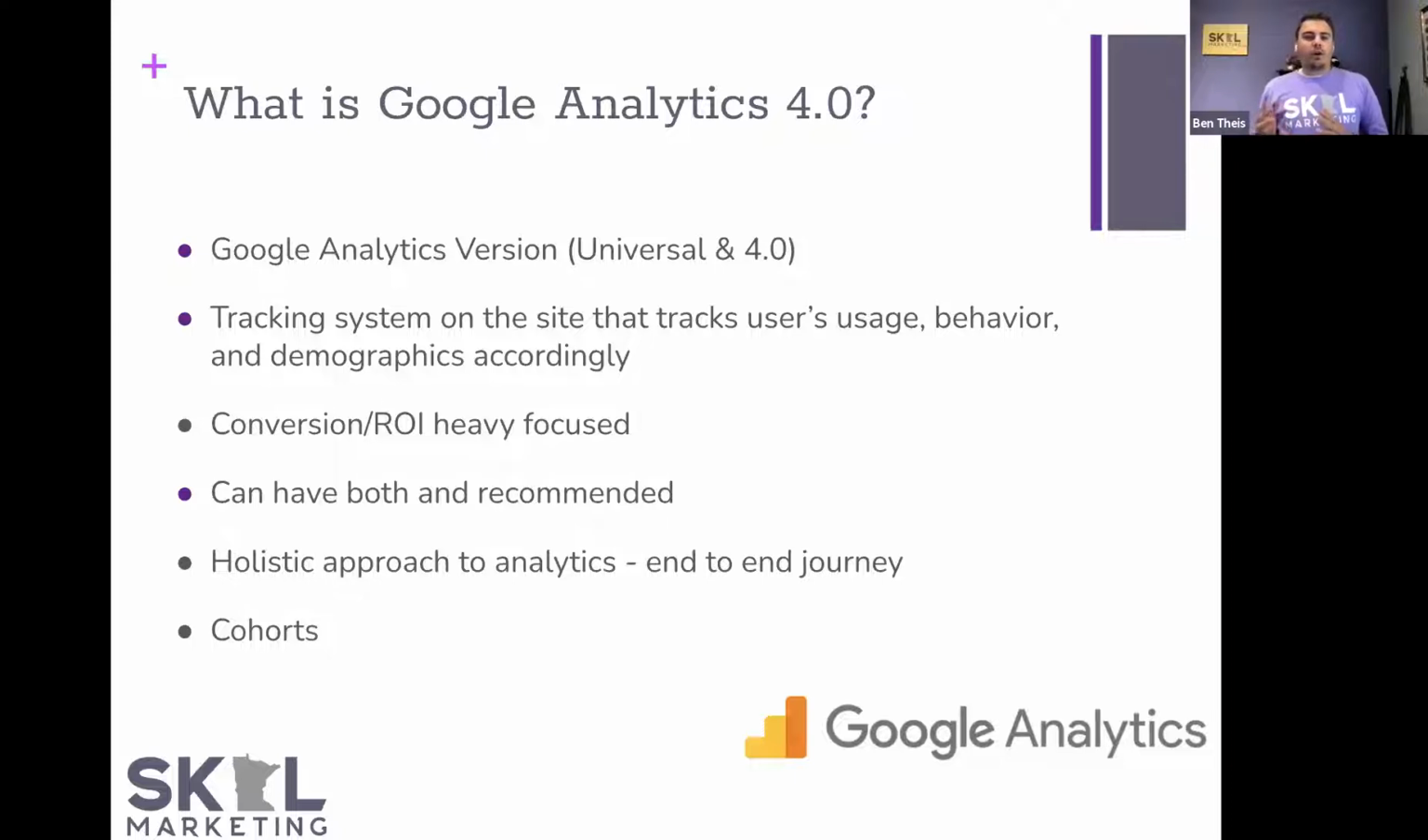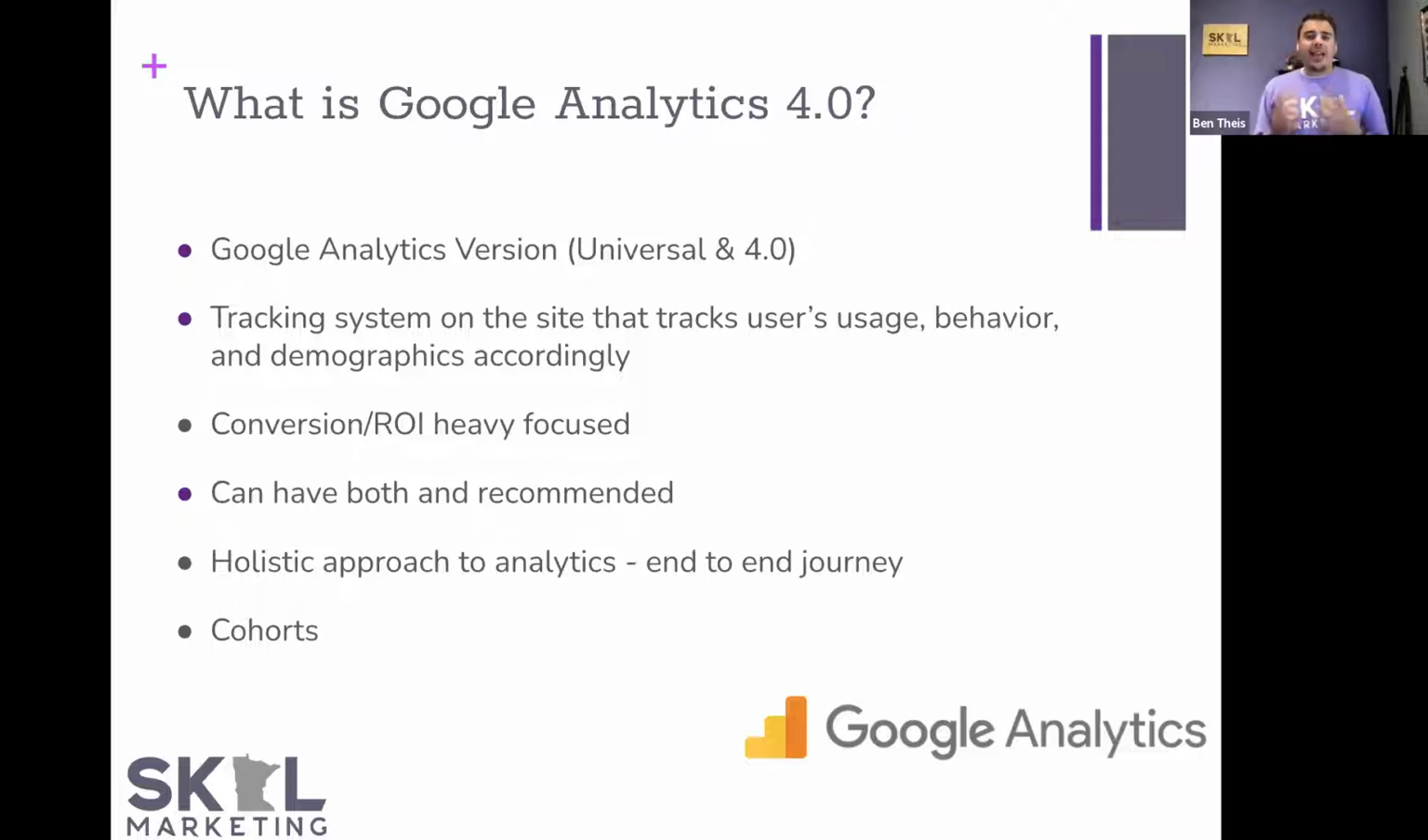Technically there are two different versions that you can have out there when it comes to Google Analytics. You can have the classic version, which is called Google Analytics Universal, or the new version, 4.0. They both are tracking systems that are going to be able to track users' usage, behavior, demographics, conversions, all of that kind of fun stuff. But here's the philosophical difference: Google came out with 4.0 because they really wanted to take a holistic approach, the end-to-end journey.